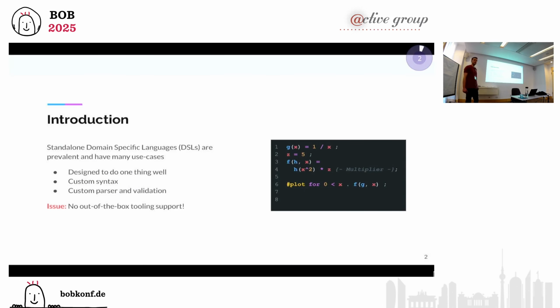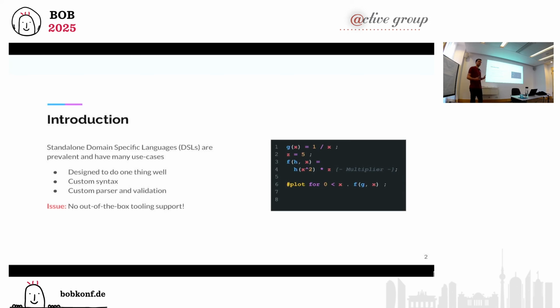To the right here, we have an imaginary DSL, which is intended to do one thing. It's a standalone DSL, and that thing is it should plot something. It is a very simple DSL. It has only like 3 different constructs. It has function definitions. It has constants or variable definitions. And then it has this plotting function, which we use to plot something in a specific range.